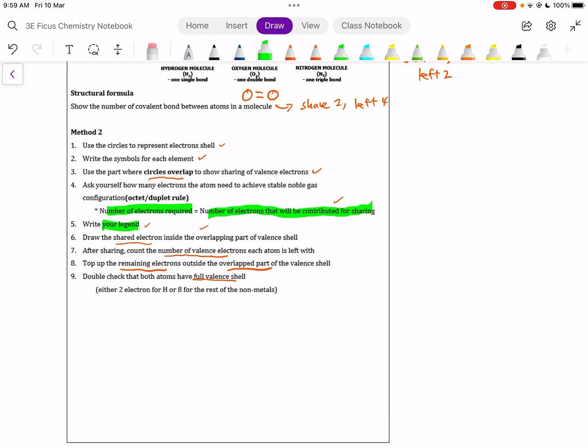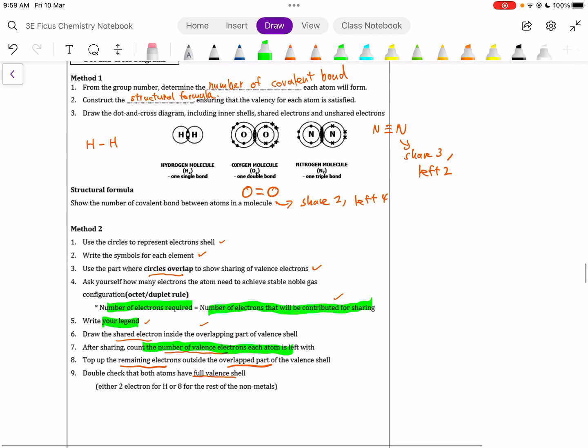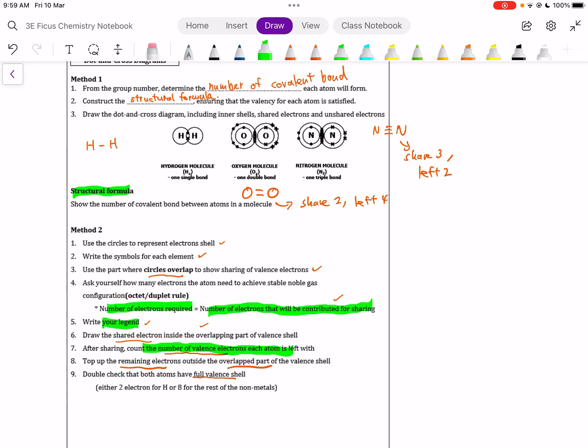Then don't forget things like your legend, and also after sharing, count how many are left and put them outside. Another key thing is the structural formula. Things like all these are the structural formula. Basically one line down here represents one covalent bond, and one shared pair of electrons. Okay, so that's the key idea from that day.